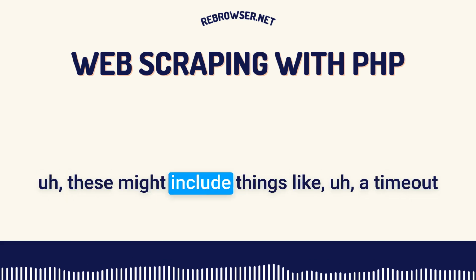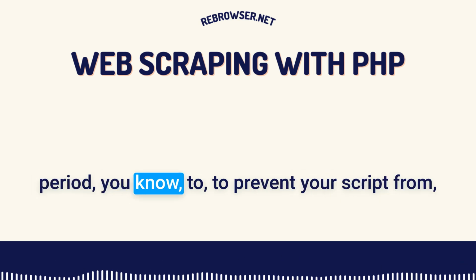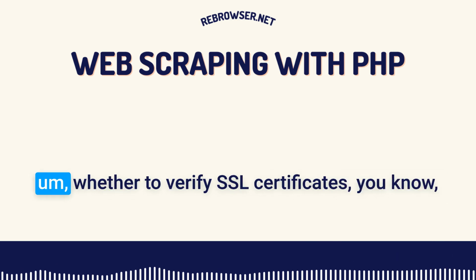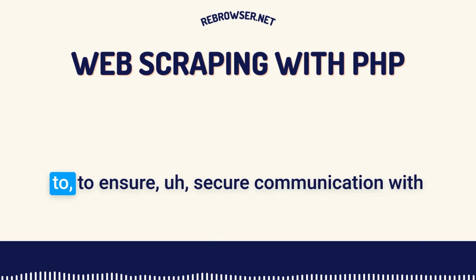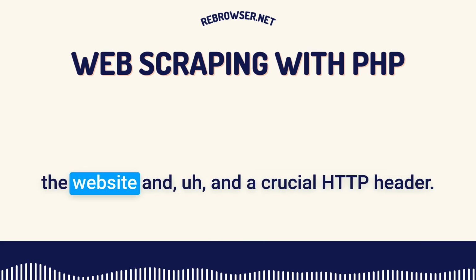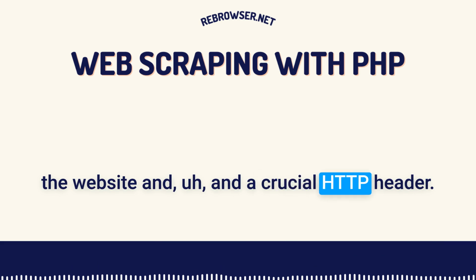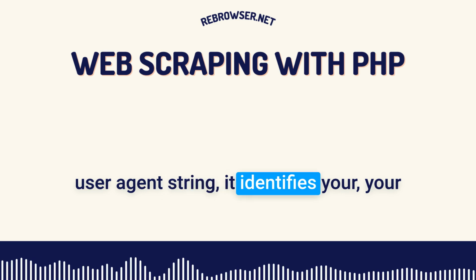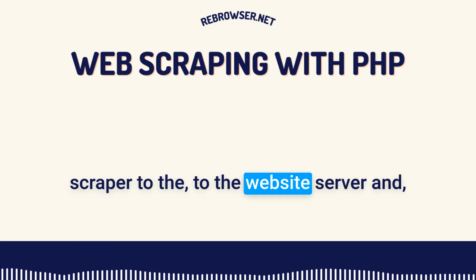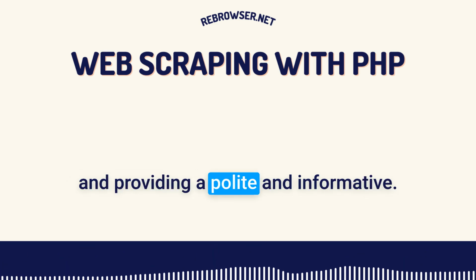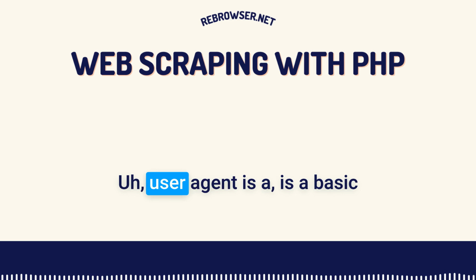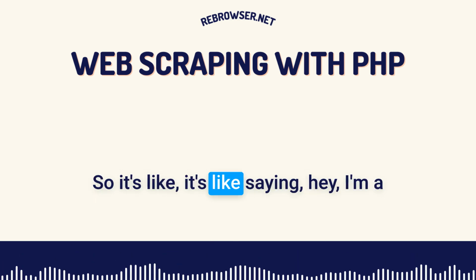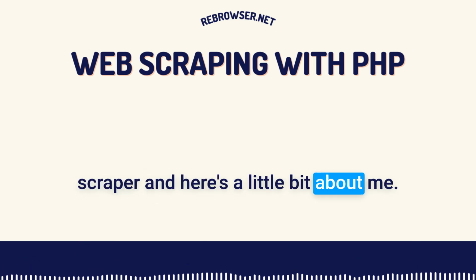These might include things like a timeout period, to prevent your script from hanging indefinitely on slow connections. Whether to verify SSL certificates, to ensure secure communication with the website. And a crucial HTTP header, the user agent. The user agent string identifies your scraper to the website server. And providing a polite and informative user agent is a basic aspect of responsible scraping. So it's like saying, "Hey, I'm a scraper, and here's a little bit about me."